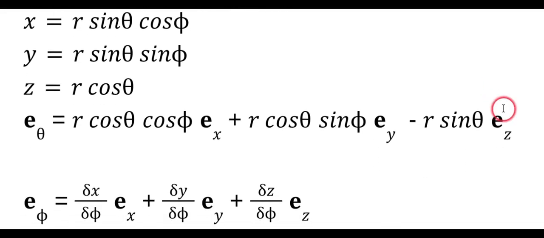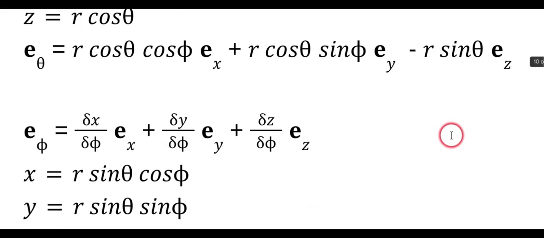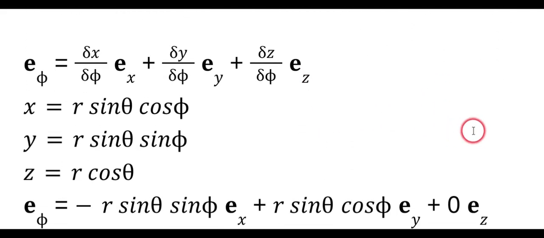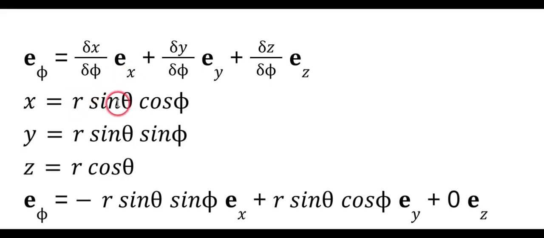All right, the last one is phi, the same format. Phi, phi, phi, phi, X, Y, Z. Okay, let's do this. R and theta are constants. The derivative of cosine is minus sine. R and theta are constants. The derivative of sine is cosine. There is no phi in here, so it's 0.